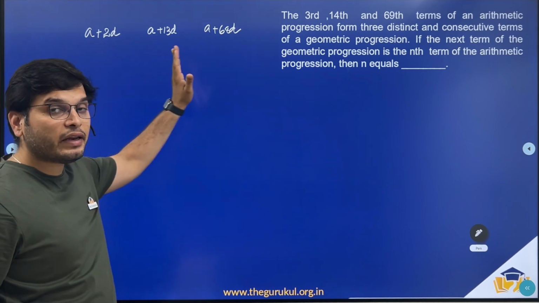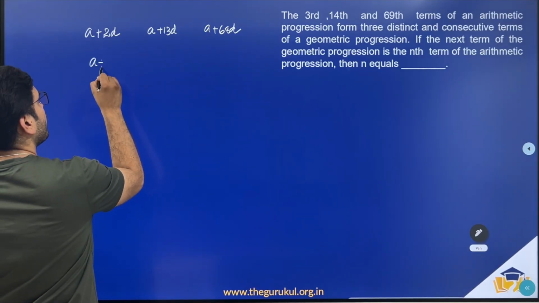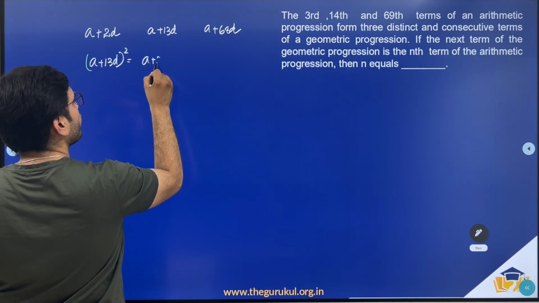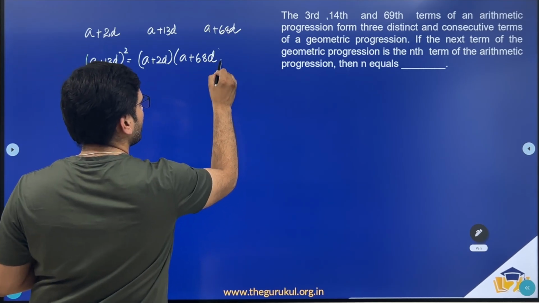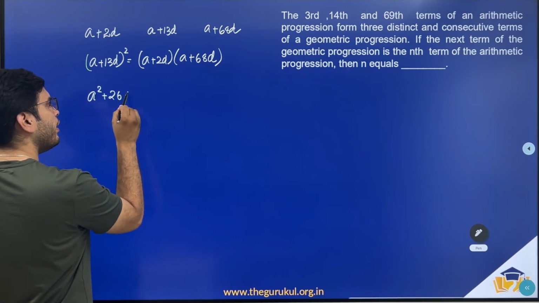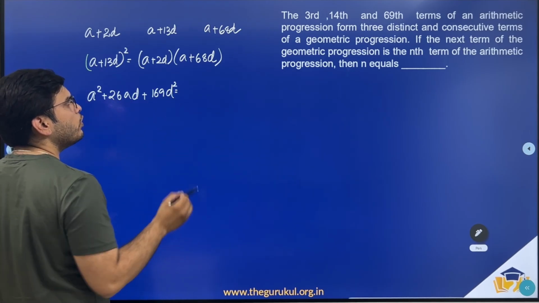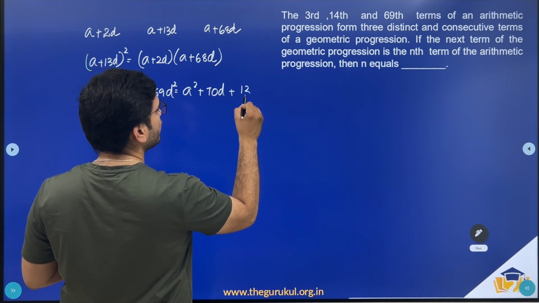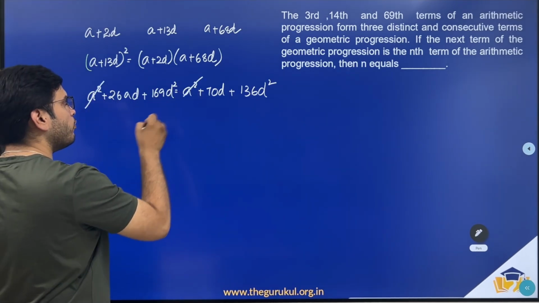Now given that these are three consecutive terms in geometric progression, so (a plus 13d) whole square, b square is equal to ac, is equal to (a plus 2d) into (a plus 68d). Now let me expand this. So this is nothing but a square plus 26ad plus 169d square is equal to a square plus 70ad plus 136d square, right? Now I can cancel a square on both sides.